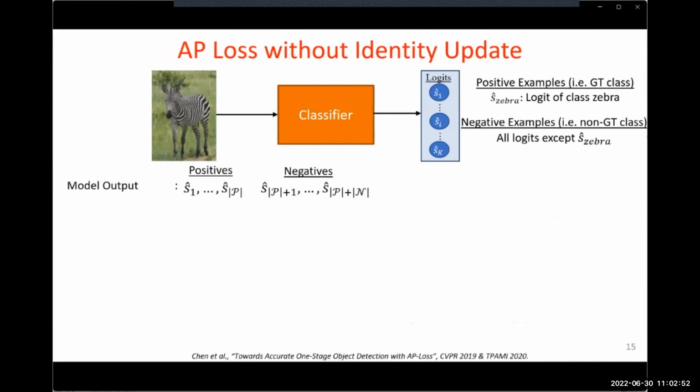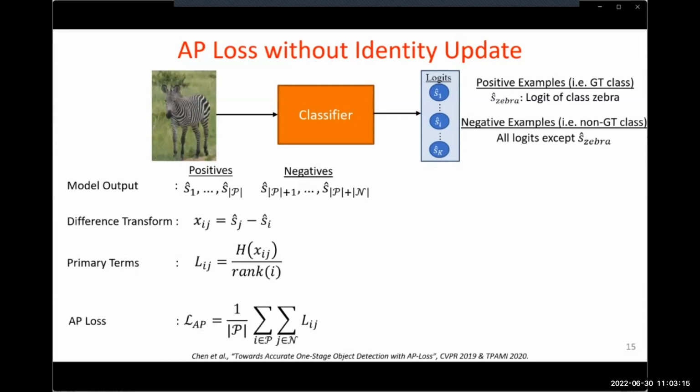In order to demonstrate the generalization and simplicity of identity update, I will first present how AP loss is derived by Chen and his colleagues in their pioneering paper. Given model outputs, first the difference transforms are obtained, and then primary terms for AP loss are derived by algebraic manipulations such that the normalized sum of the primary terms yields the loss value. Note that the primary term includes the Heaviside step function, and Hxij corresponds to the pairwise relation between the examples i and j. If the score of example j is larger than the score of example i, then Hxij is 1, otherwise it will be 0.